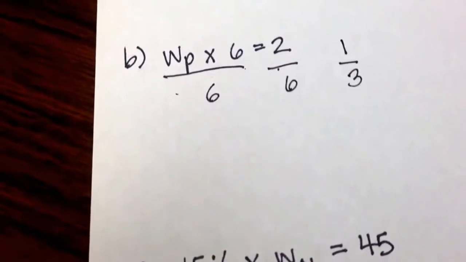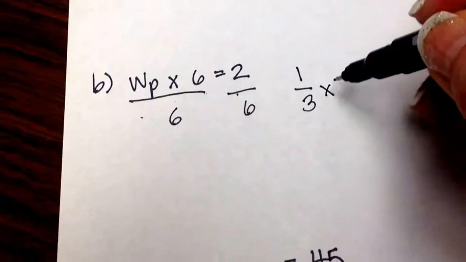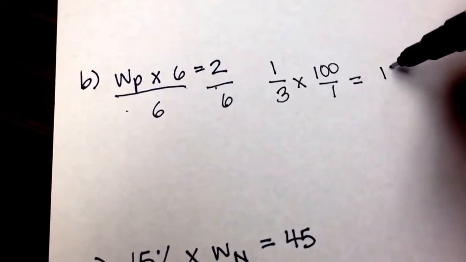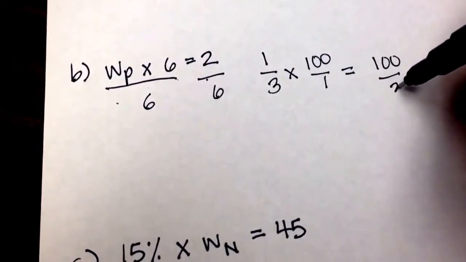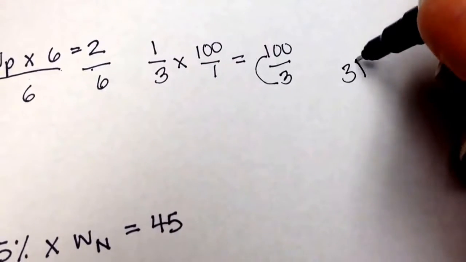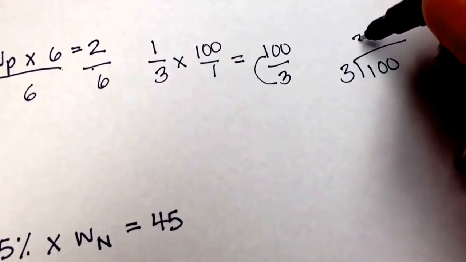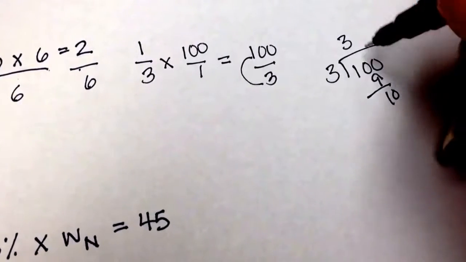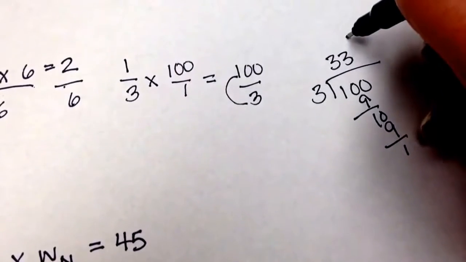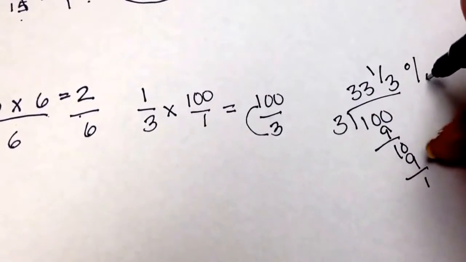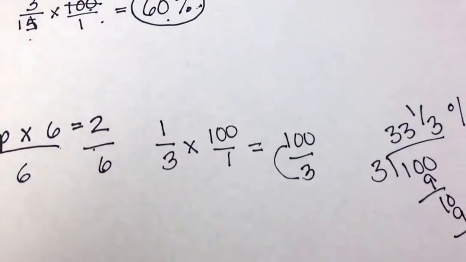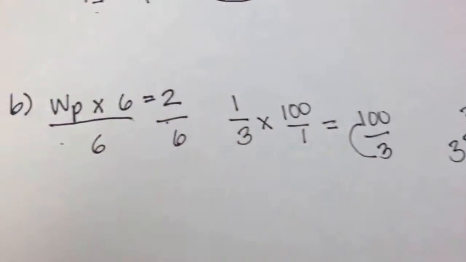Third, right? Now 1/3 times 100 to get my percent is going to be 100 over 3. 3 goes into 100. How many times? I don't know. Let's do it. Goes in there 3 times. That's 9. Goes in there 3 times. That's 9. And I got 1 left over. So it's going to be 33 and 1/3%. Okay, 33 and 1/3%. See how I did that?